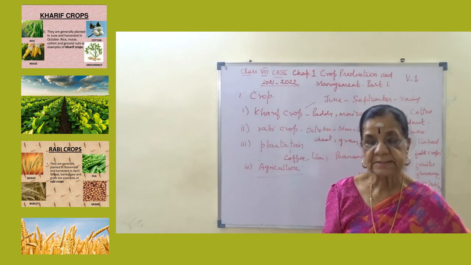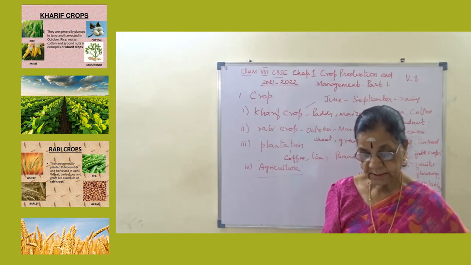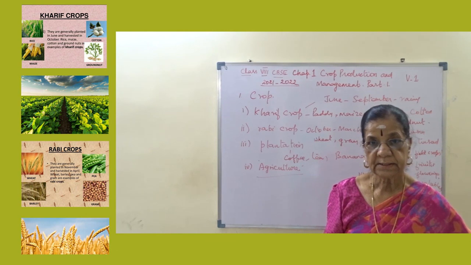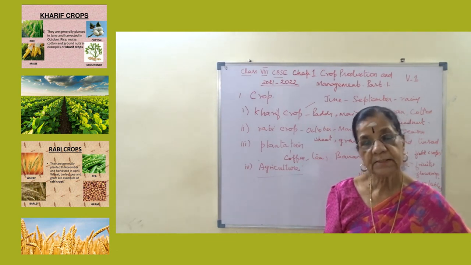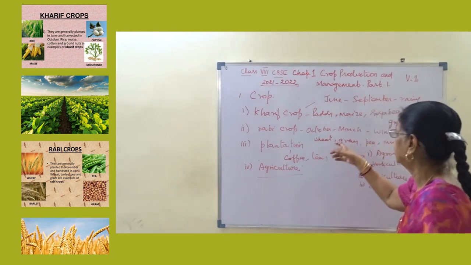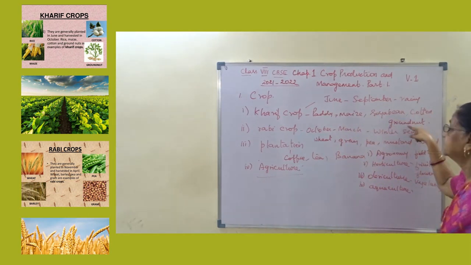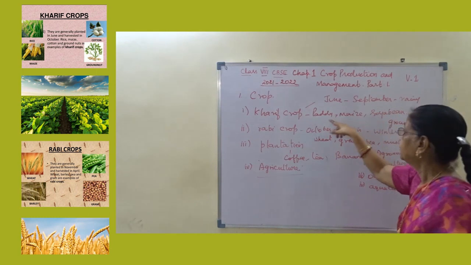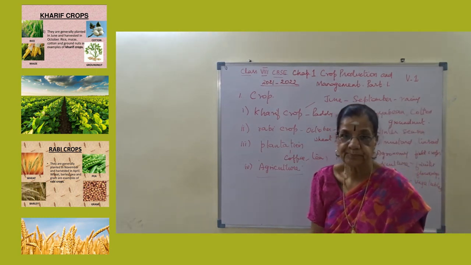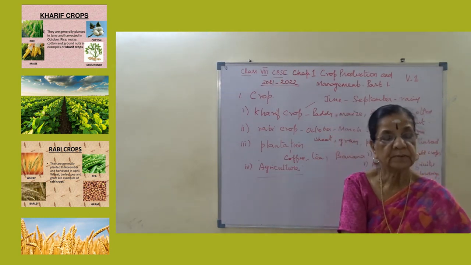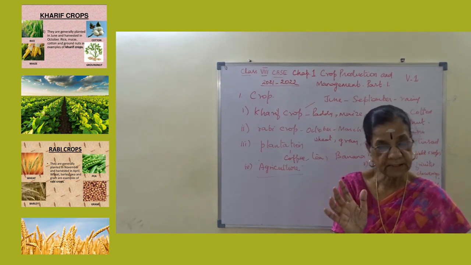Example: rice, maize, groundnut, soya bean, green gram, cotton and black gram. In the example, paddy, maize, soya bean, cotton, groundnut. Textbook example: paddy, the rice. So I repeat, five points under kharif crop.